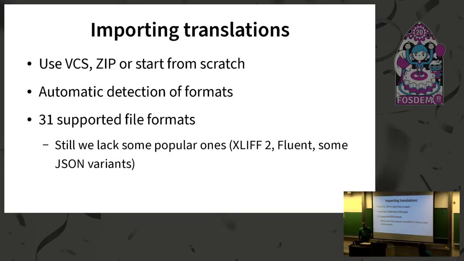We support something like 30 formats. It's still not everything that is being used in the wild, so we are still missing some popular formats like XLIFF 2, which is not really the same thing as XLIFF 1. There's Fluent, which is used by Mozilla, which is also not supported, and there are about 20 JSON variants, but we support only 5 of them right now.